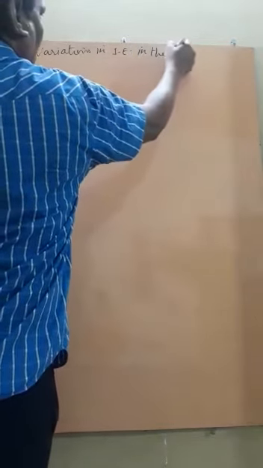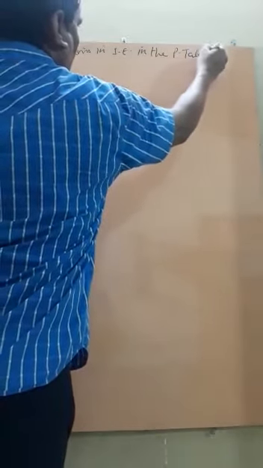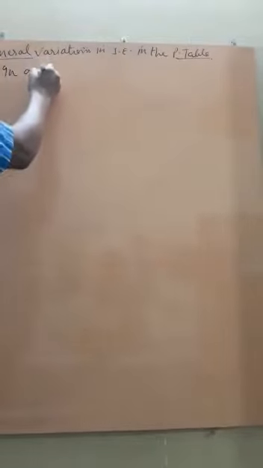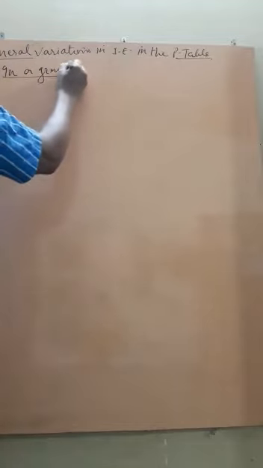Yes, students, on the basis of the previous topic, ionization enthalpy, that is the last period video, we are going to see general variations in ionization enthalpy in the periodic table. So the first one is in a group. Remember, this is the general variation, without exception.